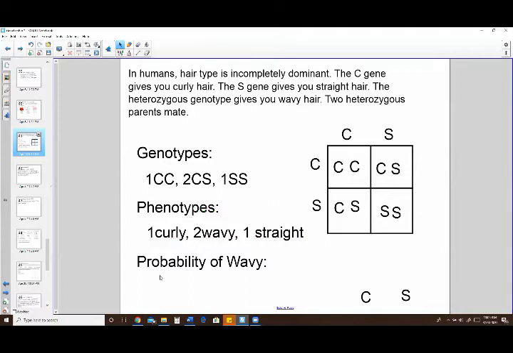Now I'm looking for the probability of getting wavy hair. I have two wavy out of the four possibilities, so 2/4. If I want to write that as a percentage, that would be 50%. So I have a 50% chance of getting a child with wavy hair if these two parents were to meet.